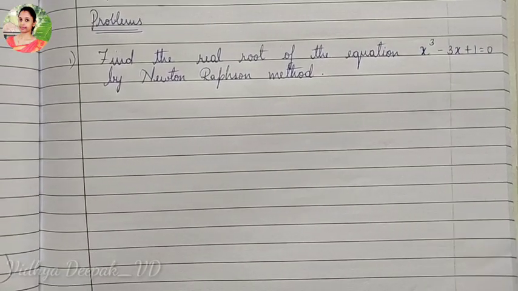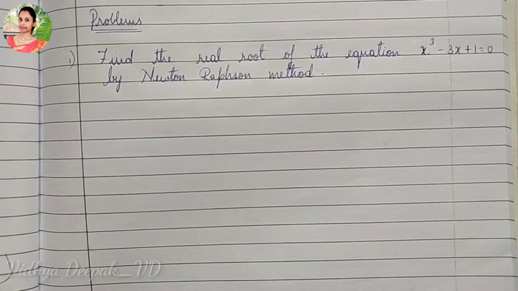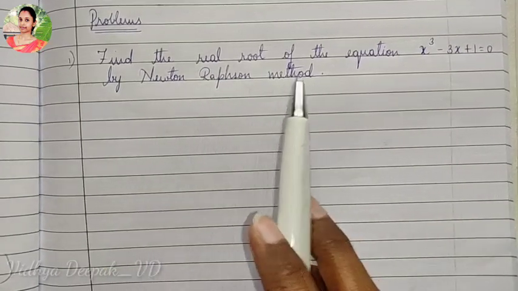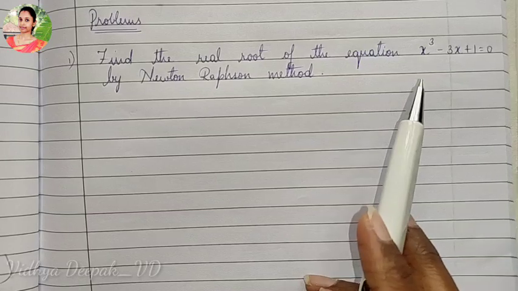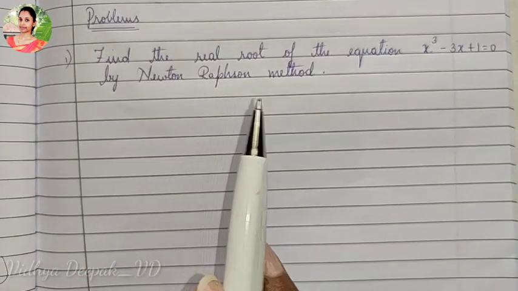Hello everyone, so today we are starting with problems based on Newton Raphson method. So our first question is here: find the real root of the equation x cube minus 3x plus 1 is equal to 0 by Newton Raphson method.